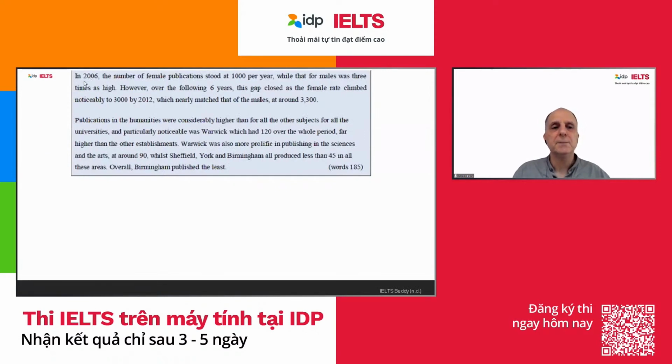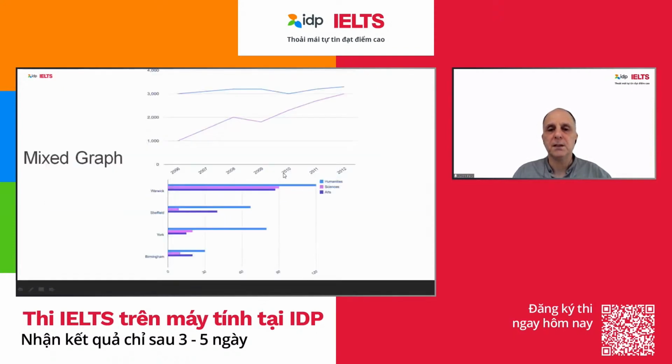So you can see in this part, there's only like 2 lines, okay, 2 complex sentences put together. Okay, you can see in the bottom graph, Sheffield, York, and Birmingham, they all produce less than 45. Overall, Birmingham produced the least. So for the second one, Warwick is the most important part, but the rest are mentioned briefly. So you can see for these. Okay, so a mixed graph.